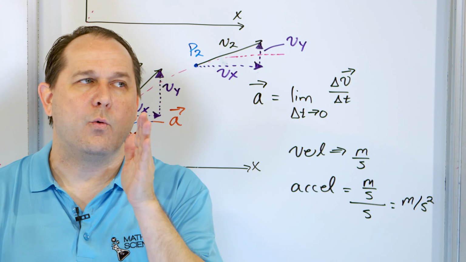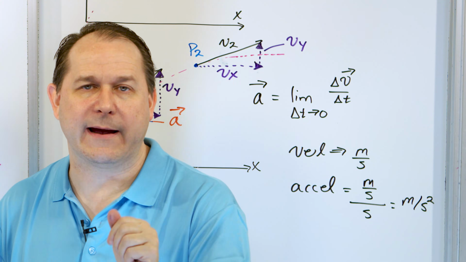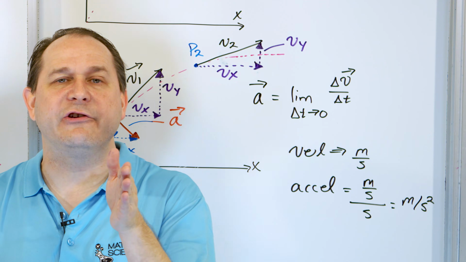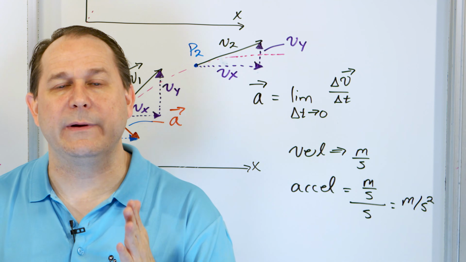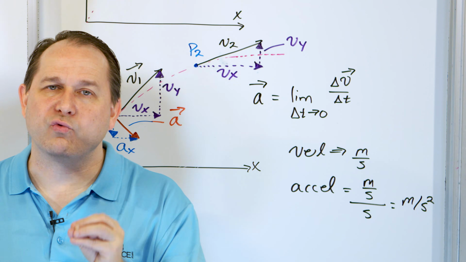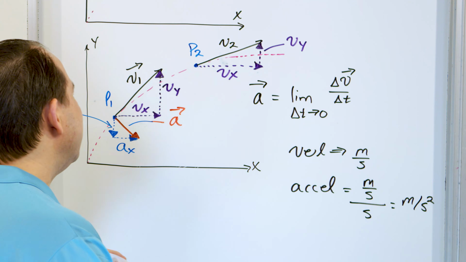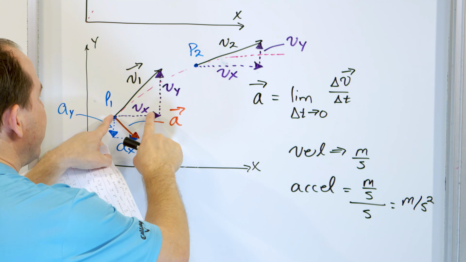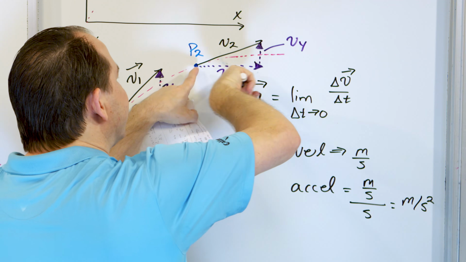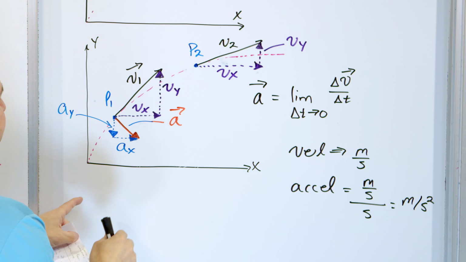So whereas velocity is how far I'm going every second, acceleration is how much I'm speeding up every second. Or if you're decelerating, it's how much am I slowing down every second. So it's the rate of change of the velocity. But if I look at the x component, it got bigger. In other words, I sped up in the x direction because this arrow is longer in the x direction. How did that happen?